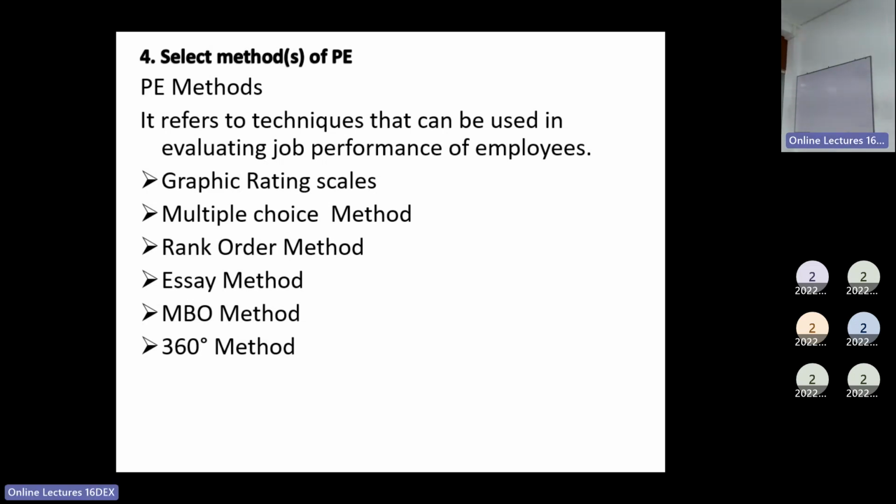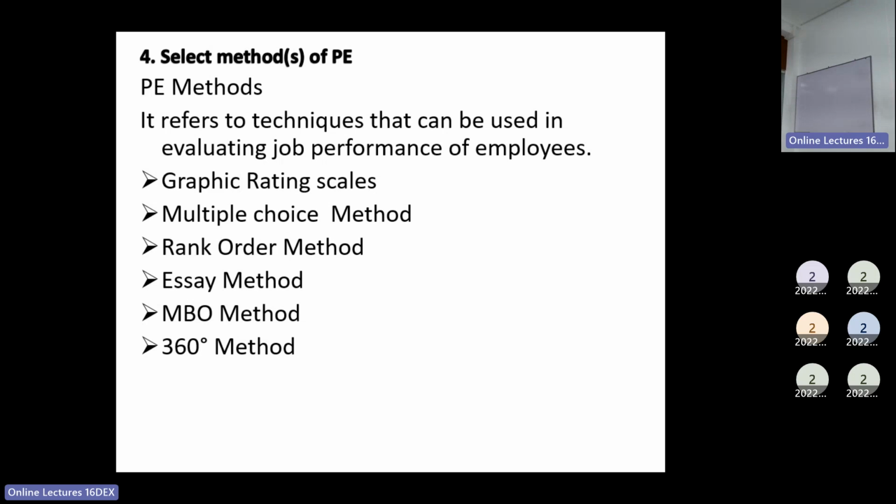Okay, shall I start? Right, we were talking about the process of performance evaluation. There are 10 steps to be followed. We discussed the first 3 steps. The fourth one is the most important. So, select the method of performance evaluation.